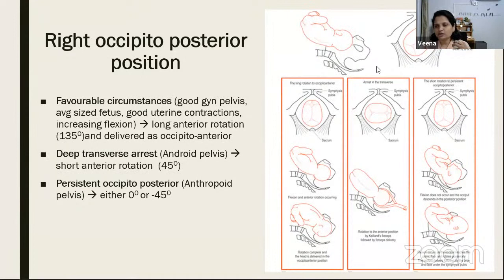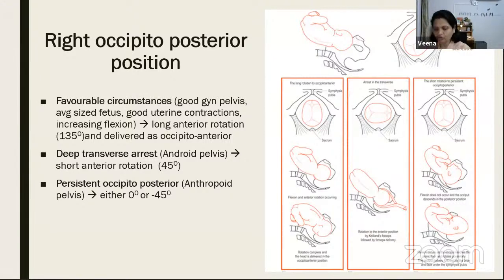So, in right occipital posterior position, the mechanism of labor is really interesting actually. There are different outcomes depending on what kind of pelvis we have, what is the degree of flexion and all those things. The most favorable case will be a good gynecoid pelvis, average size fetus, good uterine contractions and increasing flexion of the head. This will make it favorable and it will turn a long anterior rotation, 135 degree, and it will be delivered as occipital anterior, the way we explained till now. Let's look at that one first.